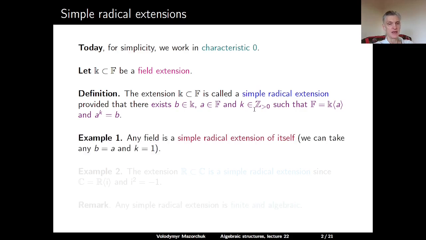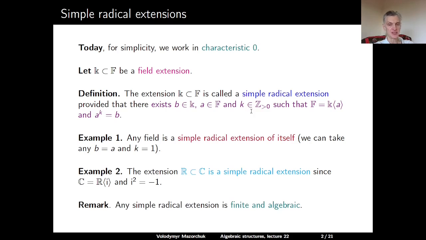For example, any field is a simple radical extension of itself. We can take b equal to a, any non-zero element, and k being equal to 1. Second example, the extension of real numbers inside complex numbers is a simple radical extension because the complex numbers are obtained from the real numbers by adjoining the imaginary unit i, and that unit i squared is equal to -1, and -1 is a real number. Let us note that any simple radical extension is finite and algebraic.